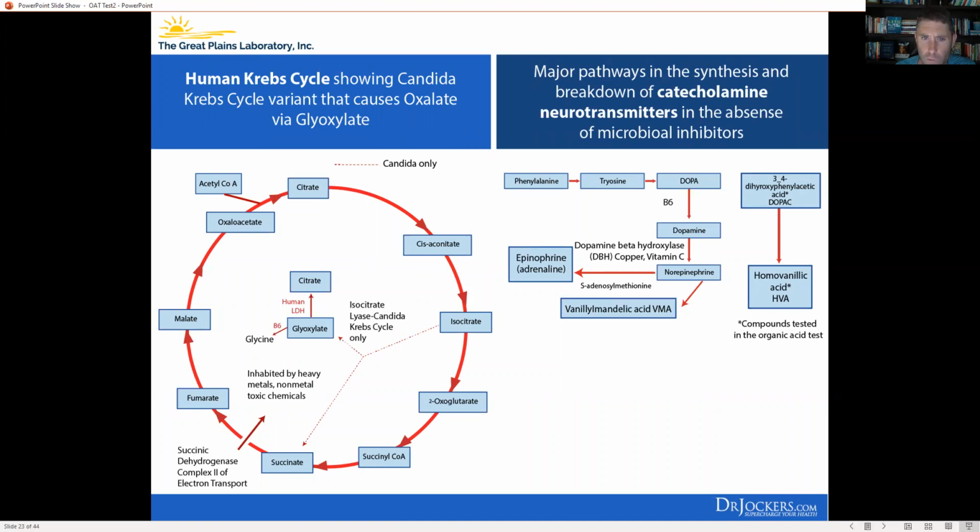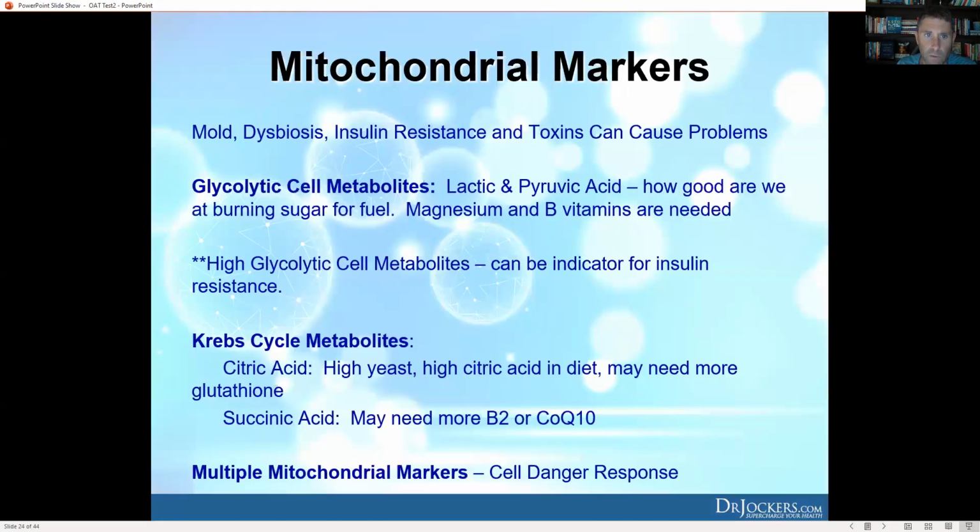Back to this chart right here. You can see on the left-hand side, acetyl-CoA comes in, it turns into citrate, turns into cis-aconitate, isocitrate, right? So it just goes through this cycle. And this is showing that Candida, heavy metals, different things like that can affect the breakdown products here, right? So it affects all the breakdown products that are taking place with the Krebs cycle.